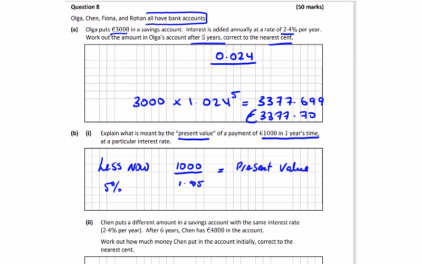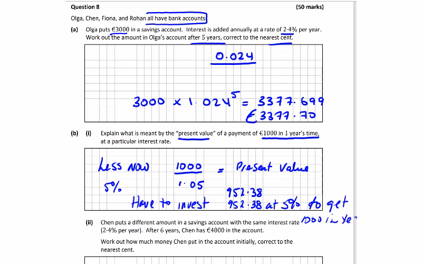So let's just make that a bit clearer. 1.05. So 1,000 divided by 1.05 is equal to 952.38. So I would have to invest 952.38 at 5% to get 1,000 in a year's time. So the present value of 1,000 is 952.38. You could add to that as well if you wanted.